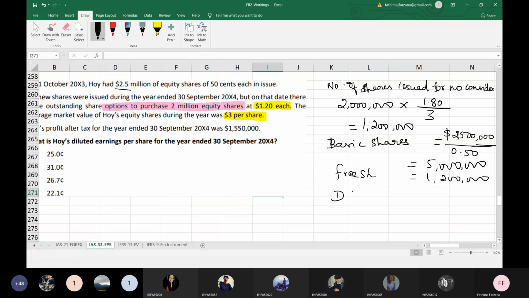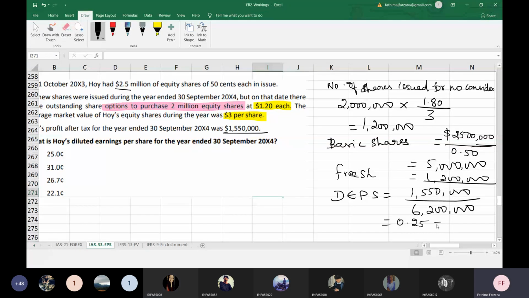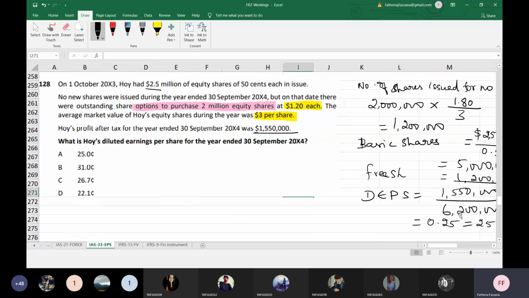Now tell me, what is the DEPS? DEPS is equal to profit divided by shares. I want the steps, that's very important. My net profit is given here as 1,550,000, divided by this total. How much did I get for the total? 6,200,000 shares. So how much is DEPS? 0.25. Should I express it in dollars? 25 cents. So the option is A.